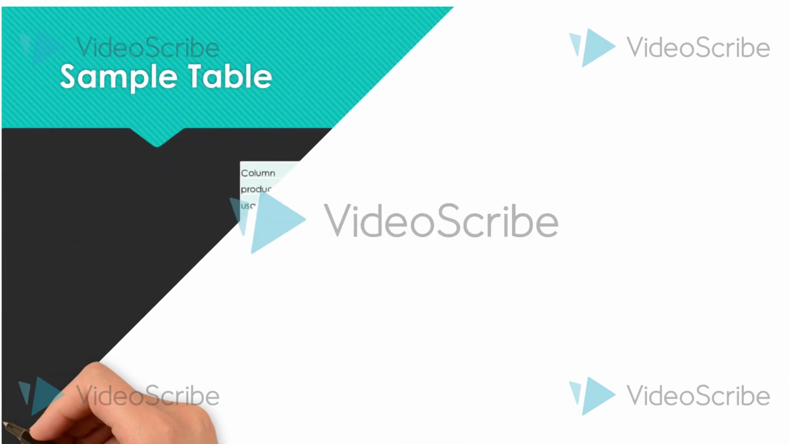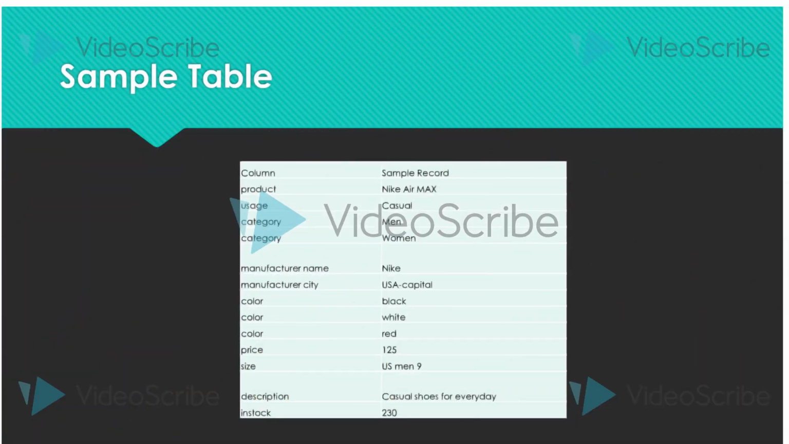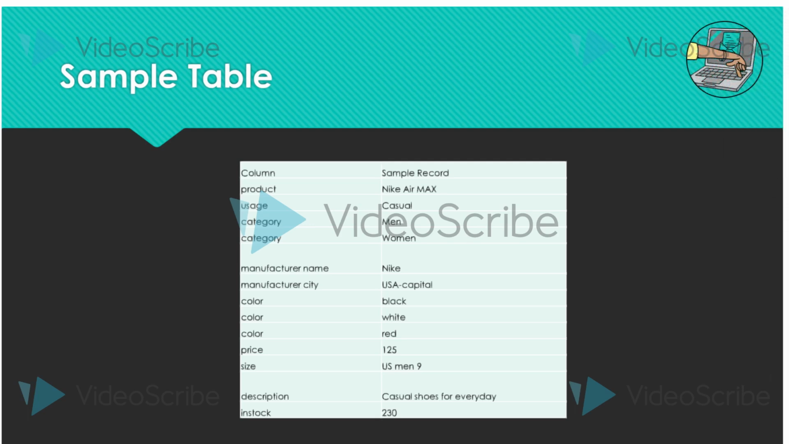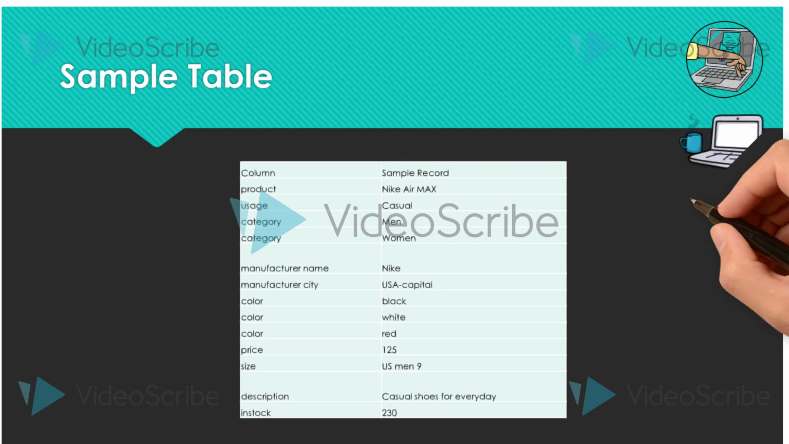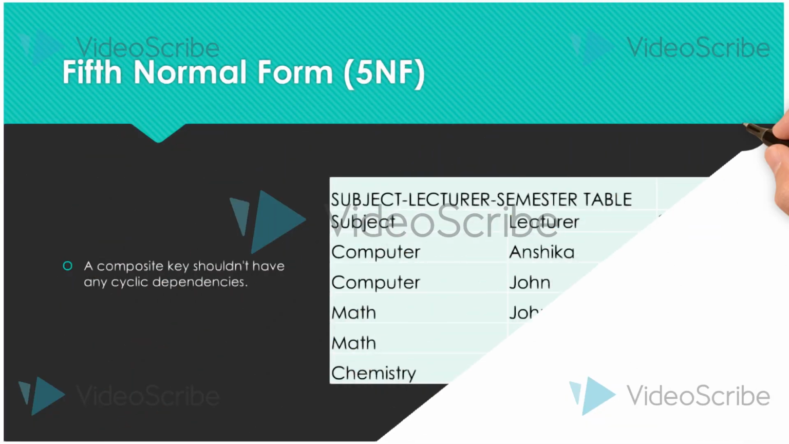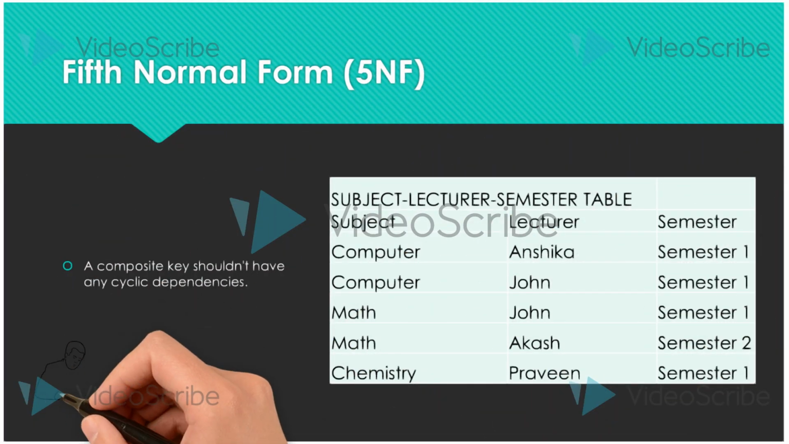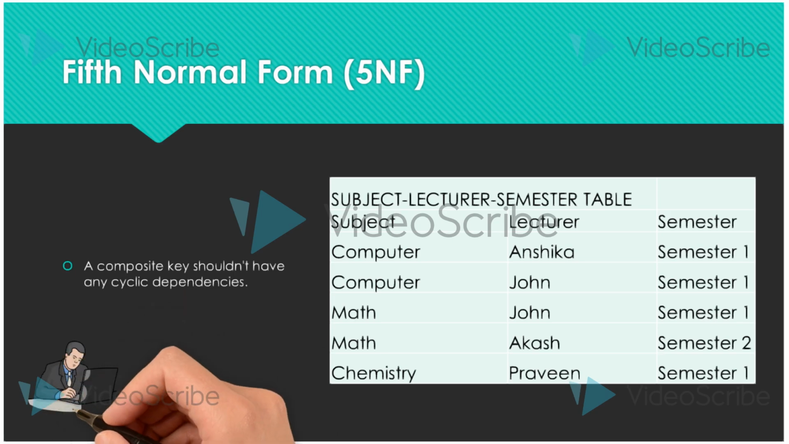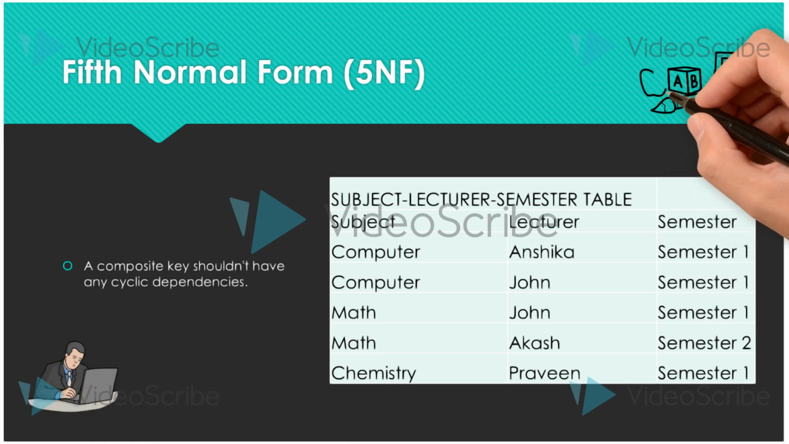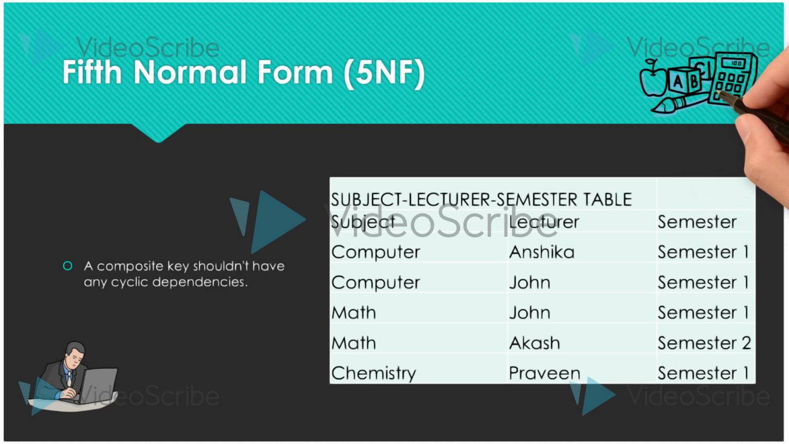Fifth normal form. A composite key shouldn't have any cyclic dependencies. For example, I have taken a subject, lecturer and semester table. Here you can see that the computer subject is taught by two lecturers in the first semester. Similarly, math is taught by John and Akash in semester 1 and 2.